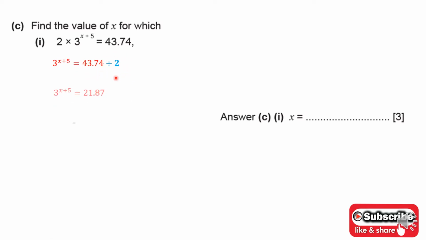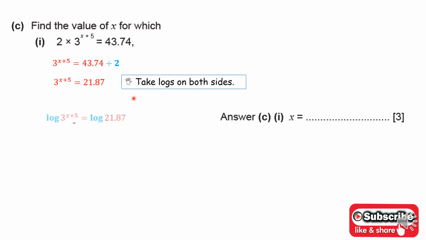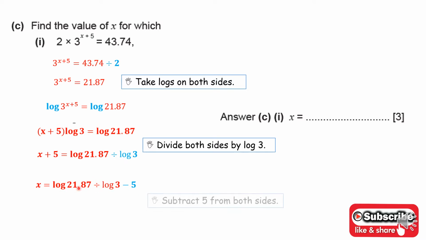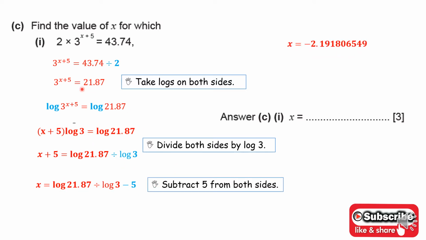And then you clean that up, you obviously get 21.87. Now you cannot write 21.87 as a power of 3, making the bases the same, so you have to introduce logs. So I take logs on both sides, and then I use the power law to put the x plus 5 in front of the log, and all you have here is log 21.87 divided by log 3. And once you do that, you then subtract 5 from that particular answer, and you will get a negative answer here, and then you give your answer correct to 3 significant figures as negative 2.19.